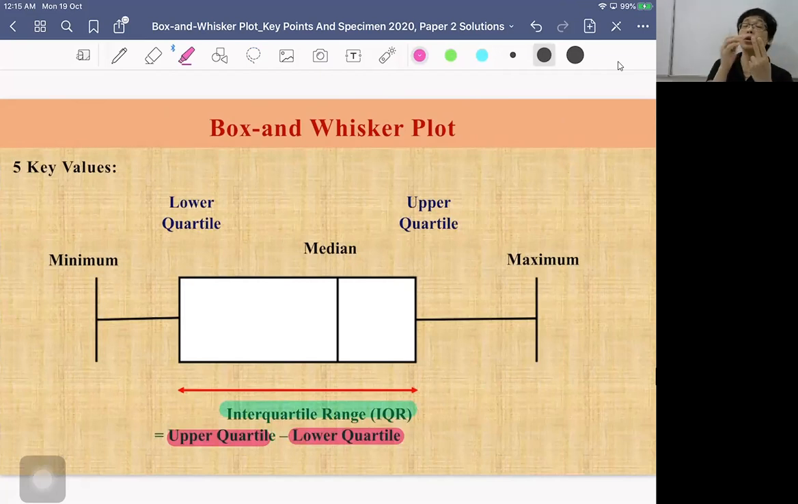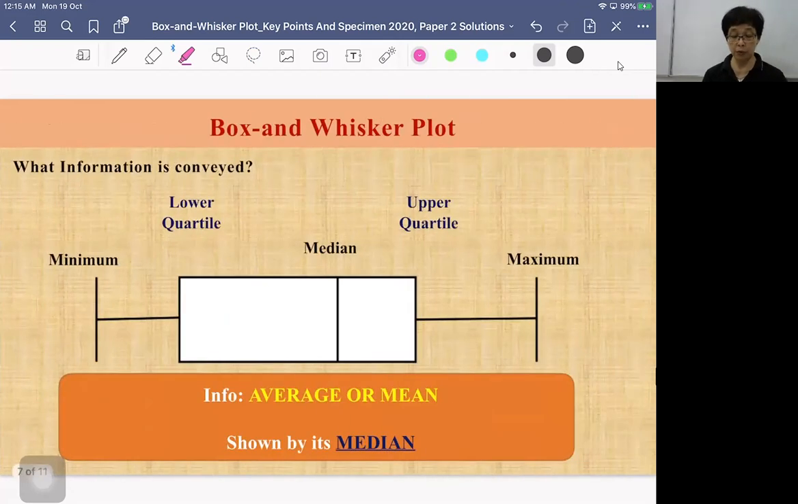In fact, there are only two values. There are two main pieces of information that this plot is conveying to you. The first information it conveys to us is about the average or mean. Now, the next thing is which feature of the plot tells us this information. It is the median. Yes, you got that. By looking at the median, we know the average of this survey that we are looking at.